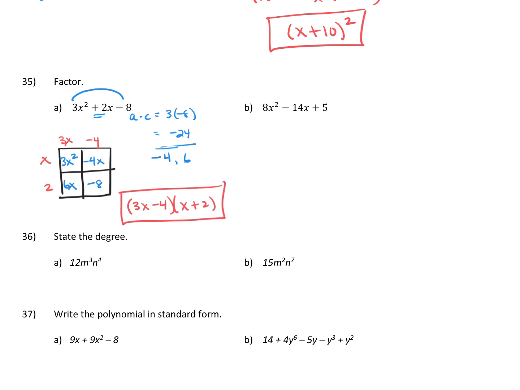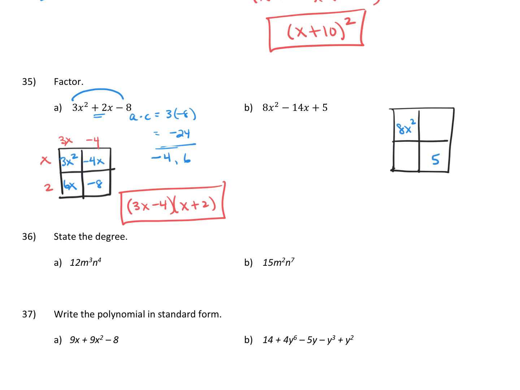All right, part B. What are we going to look for first? A GCF. There is no GCF, so we're going to notice this is an x squared trinomial, but there's a number in front of the x squared. That means it's factoring with our box. In the top left box, we're going to put our 8x squared. Bottom right corner is our positive 5.